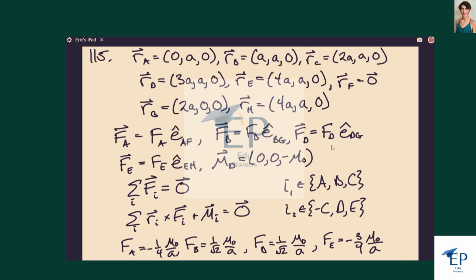And so we're at the forces in the two force members. The first one is 1/4 M naught over A, and then in B we have 1 over square root of 2 M naught over A. At D we have the same, and at E we have minus 3/4 M naught over A.